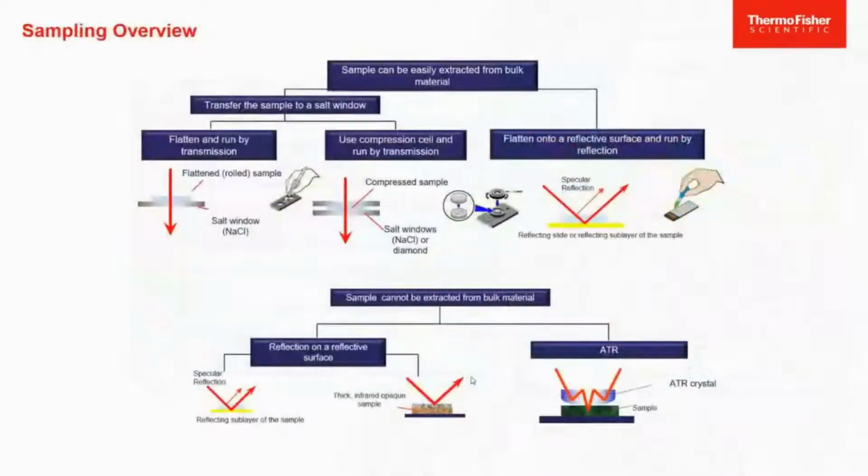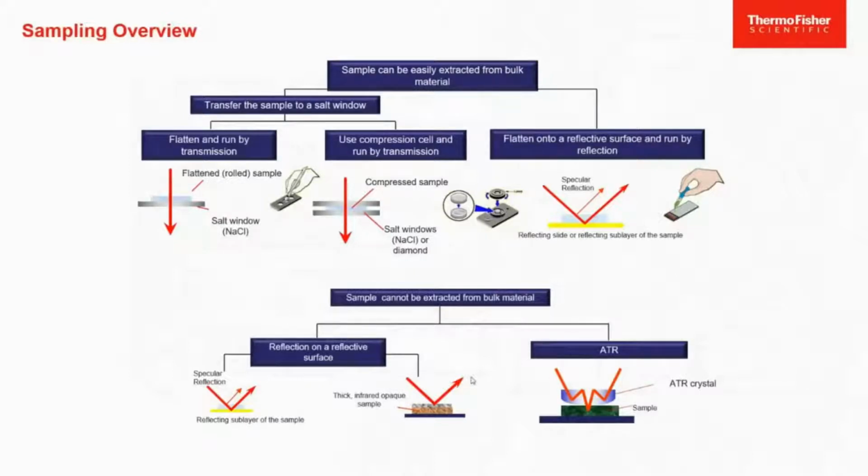Now, this is kind of a broad overview of that process through the sampling portion of it. Now, if the sample can be easily extracted, I'm not going to read each one of these boxes, then you transfer it to a salt window or a diamond window or something, a compression cell, and then analyze it by transmission if you can. If you can't, then you flatten it onto a surface and run by reflection.